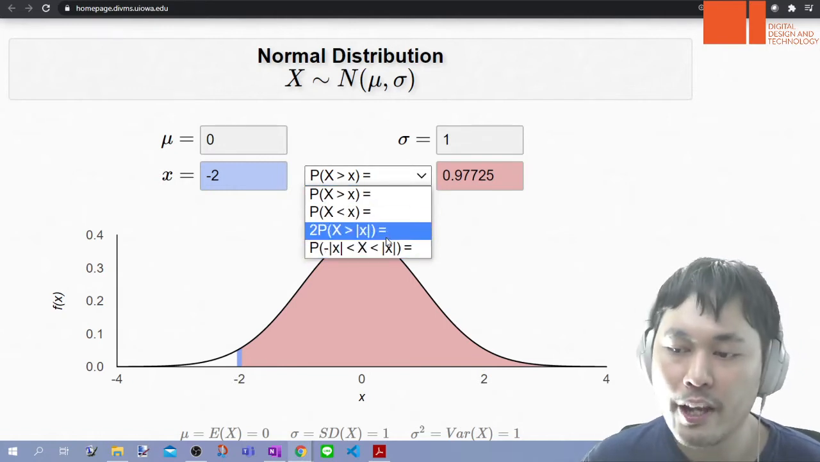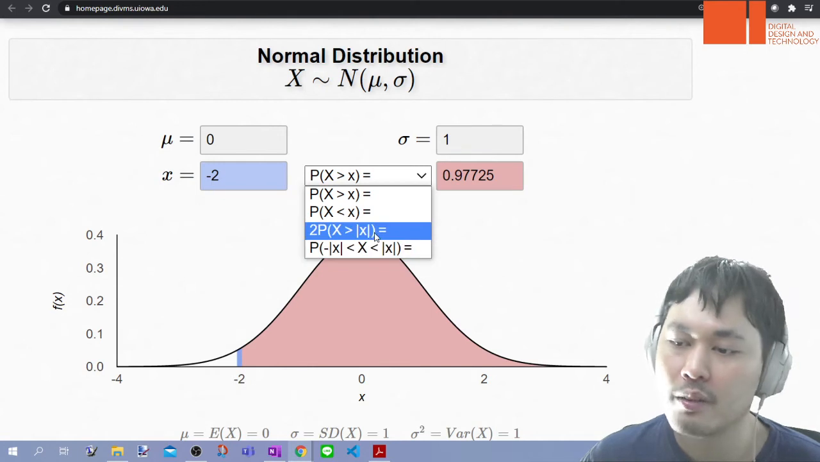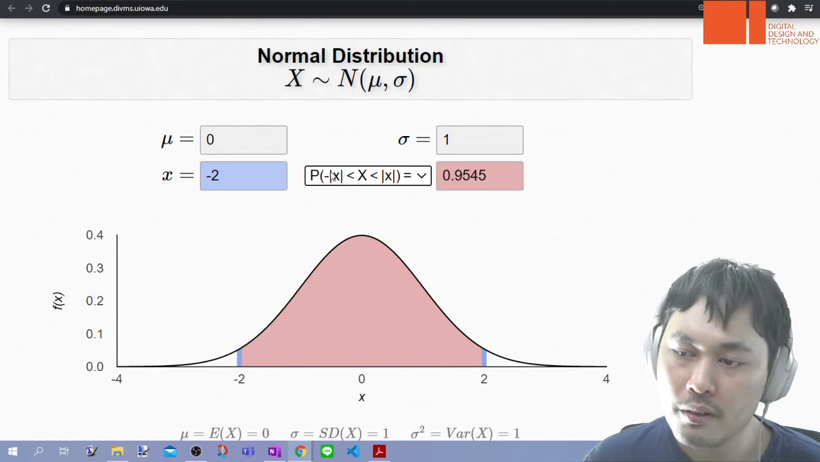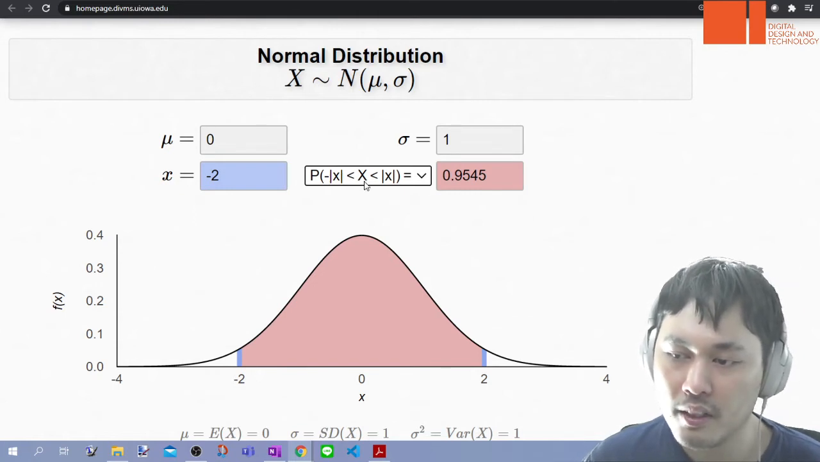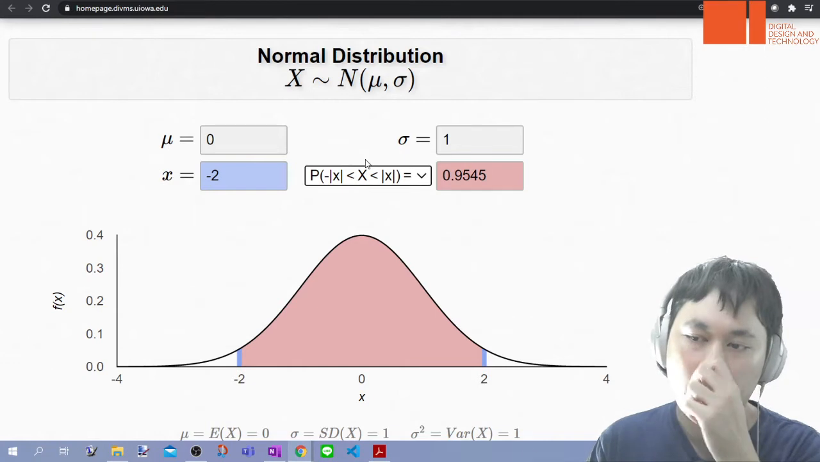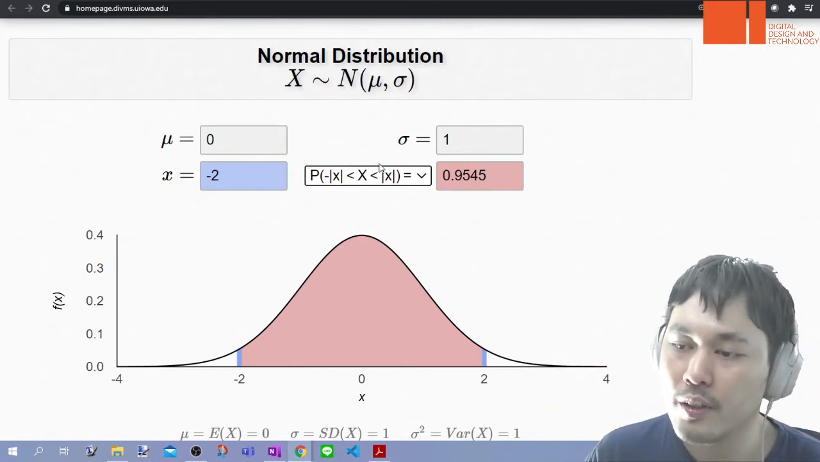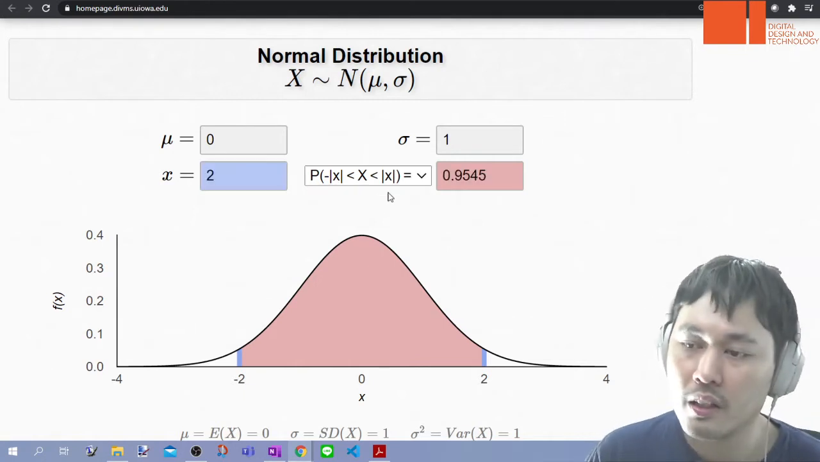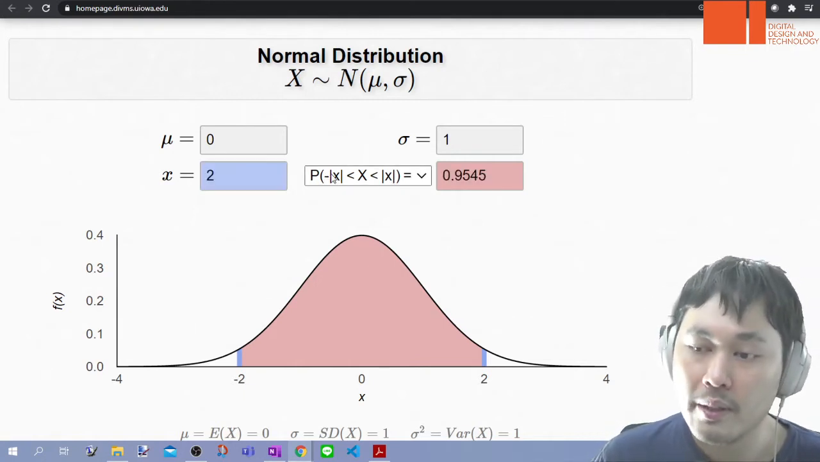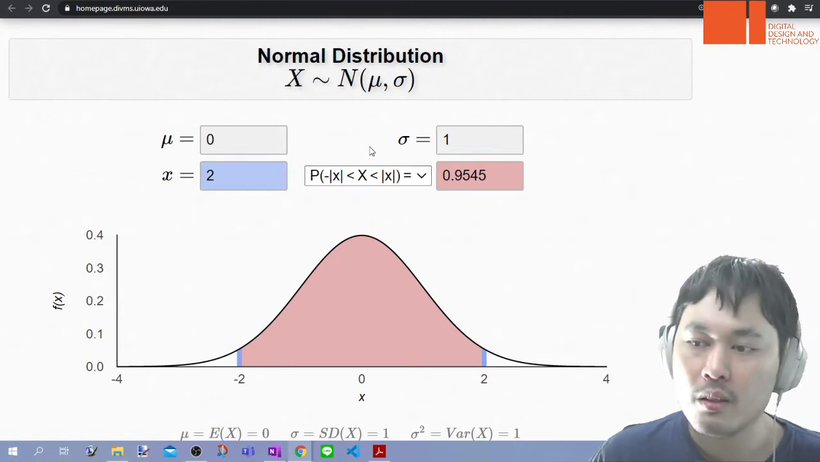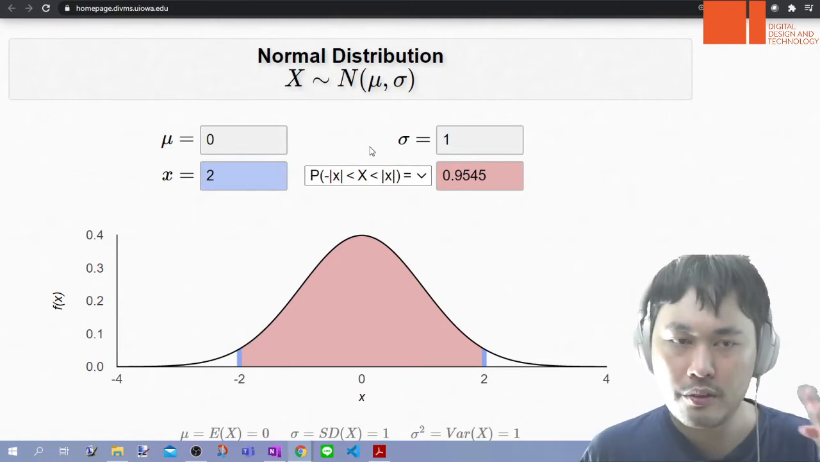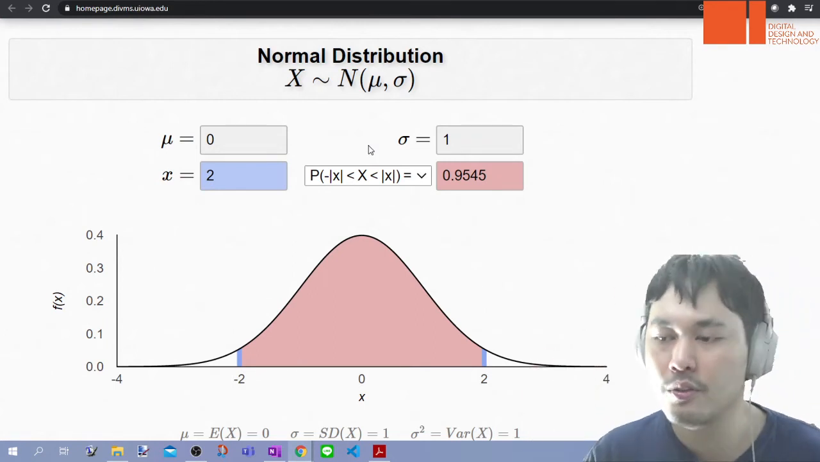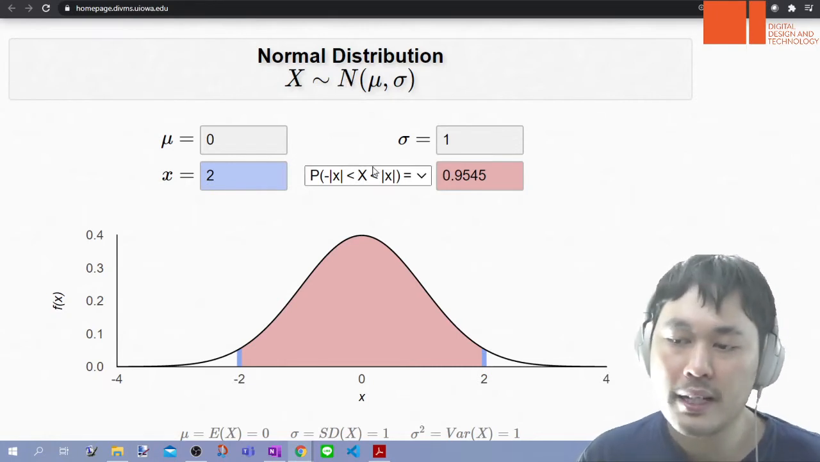They also have two more types of probability, so let's use that. This is asking for the probability that the capital X, the random variable, falls in between 2 values. Those values are the absolute value of x and the minus of the absolute value of x. So if x is 2, then the absolute value of x is 2, the right part, and the left part is the minus of that value, so it's -2. So it's between plus and minus of the same value.